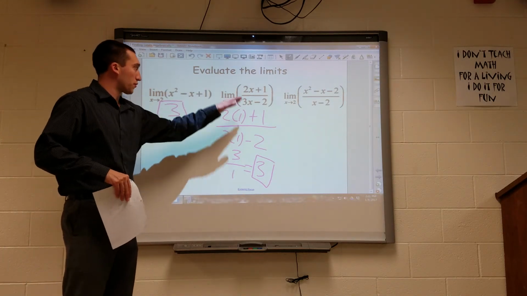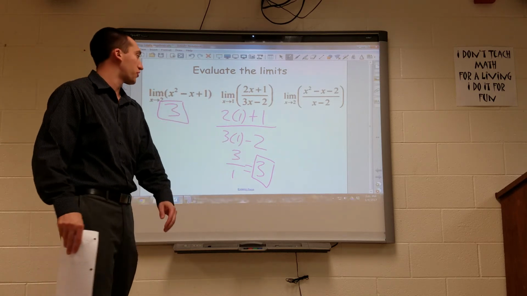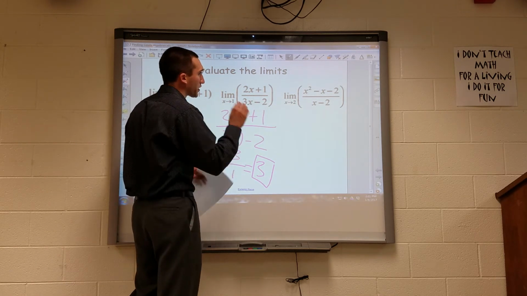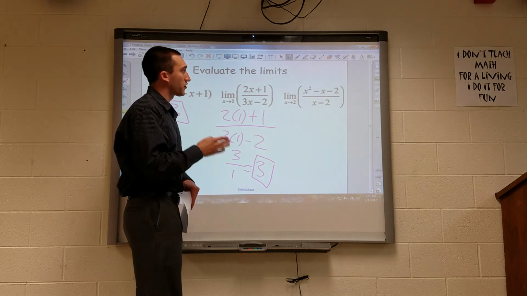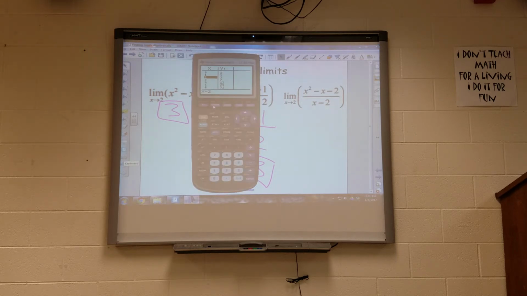Okay, so again, if you went through and graphed this, you would see at 1 you're going to get 3, and both sides are going to approach 3. Okay, the last one. I'm going to go ahead and graph it and show you what happens at 2. So as x approaches 2, everything looks good, right? Looks like we just have a straight line. However, if I go to my table, you'll see that at 2, there's an error.